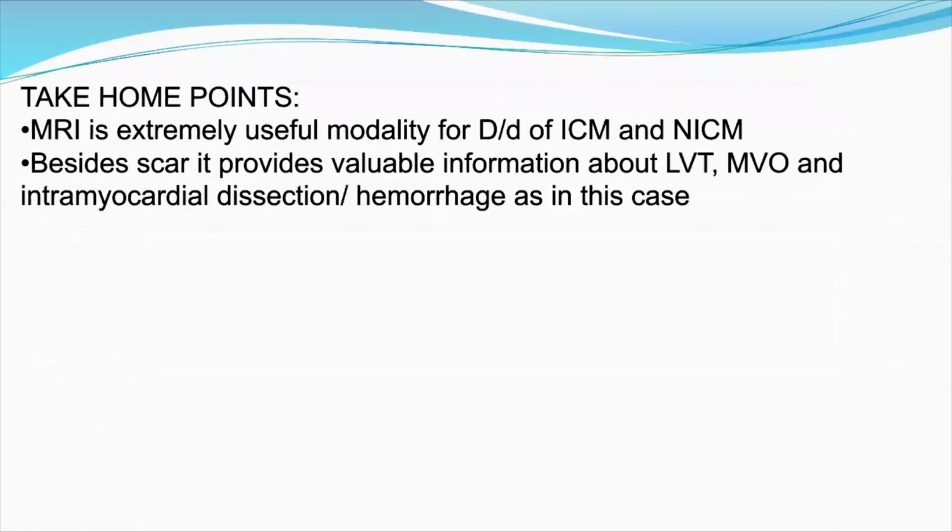So the take home points from this are that MRI is a very useful modality for differentiating ischemic cardiomyopathy from non-ischemic cardiomyopathy. And besides the scar, it provides very valuable information about the left ventricular thrombus, the right ventricular thrombus, and the filling defects that we were seeing in this case in the right atrial appendage, about the microvascular obstruction, and intramyocardial dissection or intramyocardial hemorrhage as in this case.